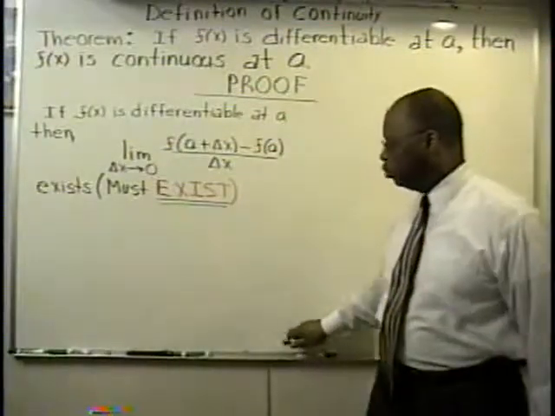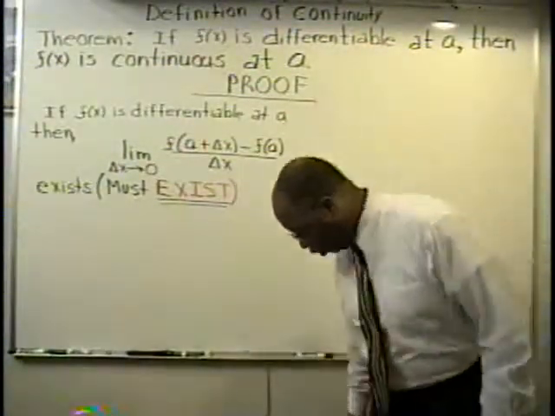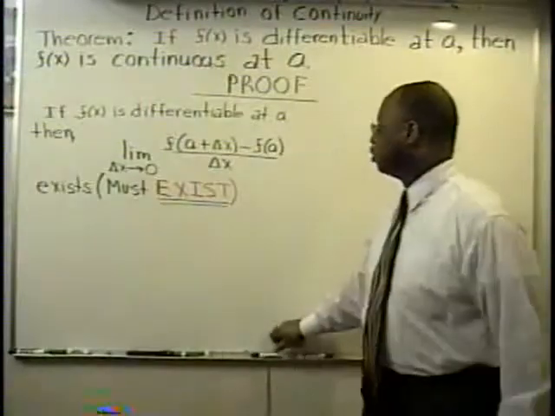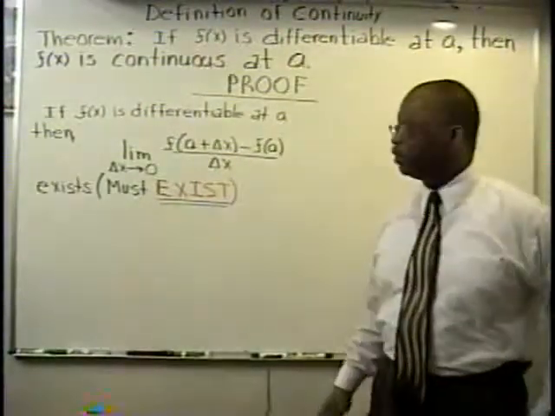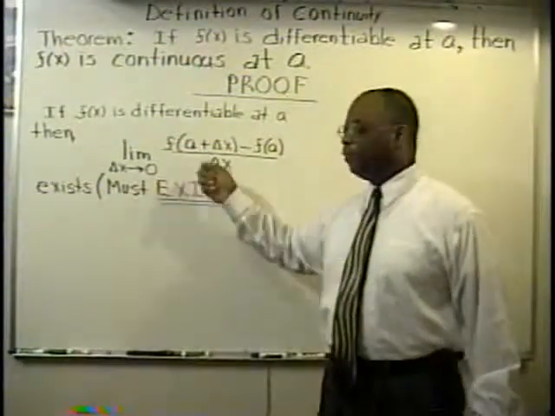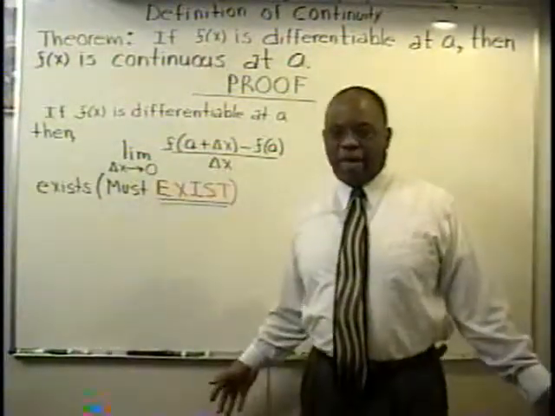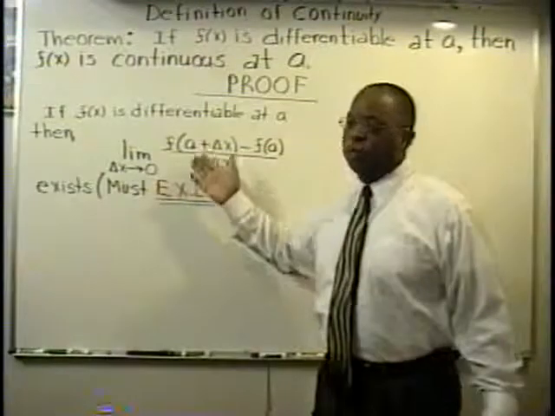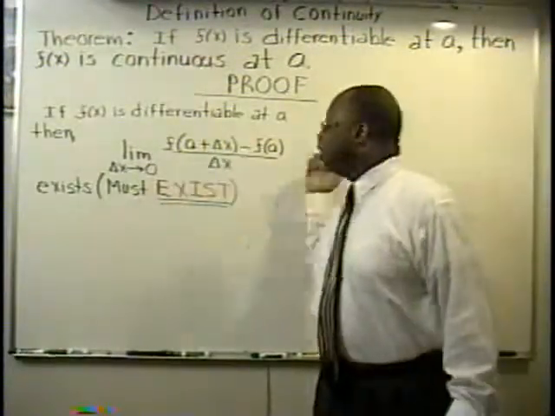Okay. Well, my next question to you is, all right, so what? Okay, f is differentiable at A. We now know that this limit exists, but how do we show that this proves this function is continuous at A?